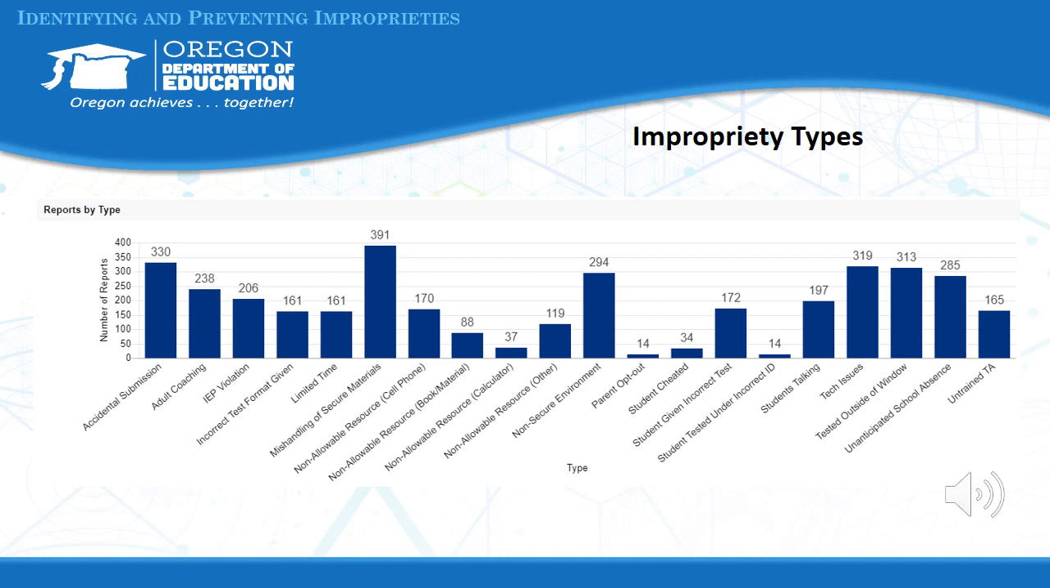While all improprieties are concerning, we continue to receive reports of non-allowable resources being provided as well. In sum, the 4 non-allowable resources displayed here accounted for 414 improprieties. Please work with your staff to decrease these inappropriate practices. ODE, for our part, continues to work on decreasing those that result from technology challenges.